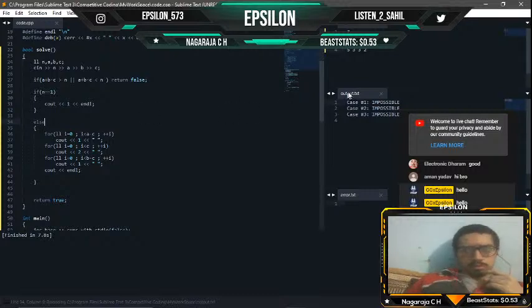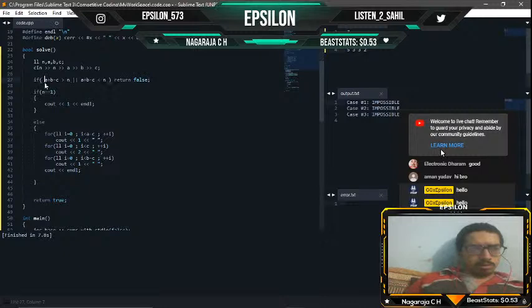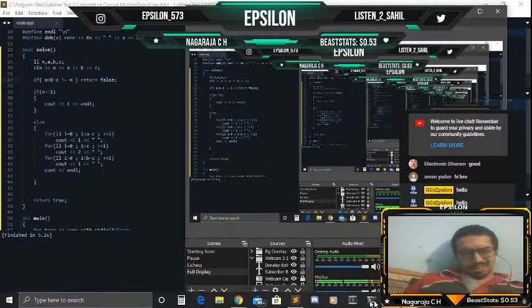Does it still seem impossible? A plus B minus C. So now if N is equal to 1, return false. Okay, this is weird. A plus B minus C. A plus B is right.